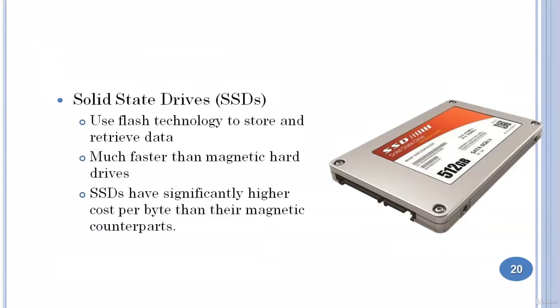Solid-state drives use flash technology to store and retrieve data. Solid-state drives are much faster as compared to the magnetic hard drives. The solid-state drives have significantly higher cost per byte than their magnetic counterparts.